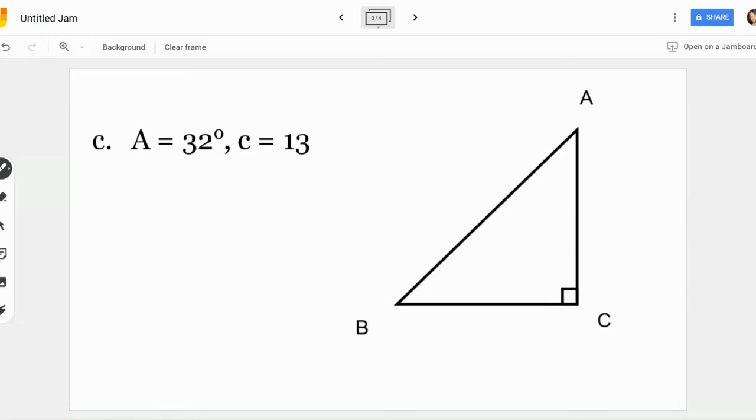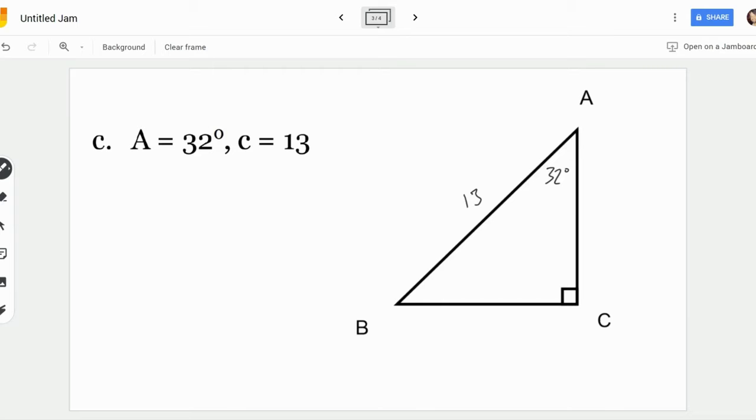video. It may be just slightly different, but ultimately it's all using the same skills we already had. In this problem, I'm given A is 32, the angle. C is obviously 90. Side C is 13. Okay, so what I would do is I like finding the easiest things first, because then the other things are easier to find if you have more information.